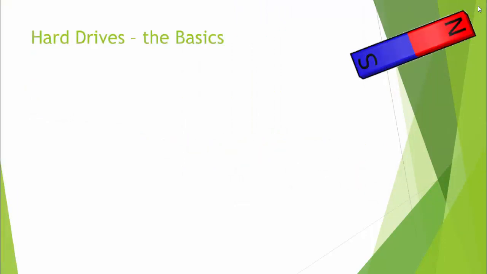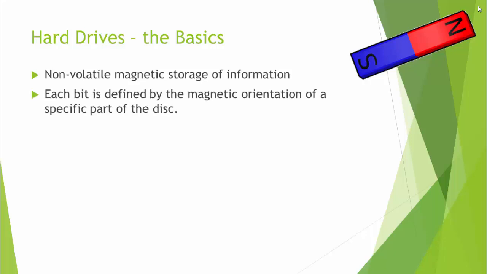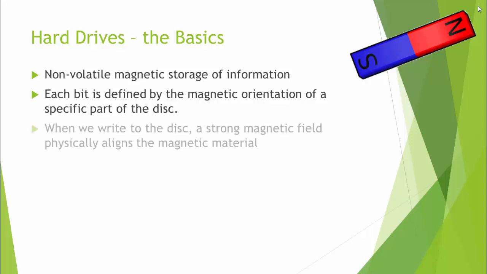So the basic idea of a hard drive is that we store information in a non-volatile way. In other words, we don't need power to retain that information, and we store the information magnetically. So each bit, each 0 or 1 that we store, is stored as the orientation of a magnet on a specific physical part of a disk.